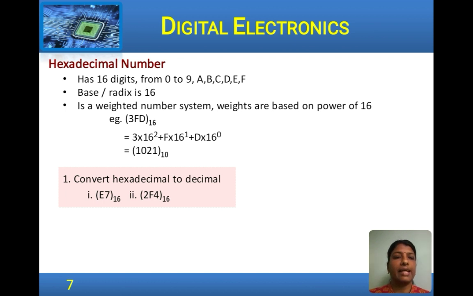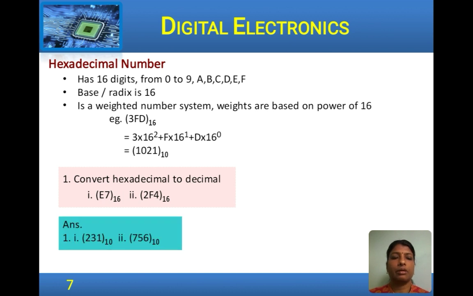The example of 3FD to the base 16: D is multiplied by 16 power 0, F by 16 power 1 and 3 by 16 power 2. The decimal equivalent of D is 13 and F is 15. So solving that, we get the decimal equivalent of the hexadecimal number. Answer the problem that is mentioned in the pink box. Pause the video again, check your answers and proceed.